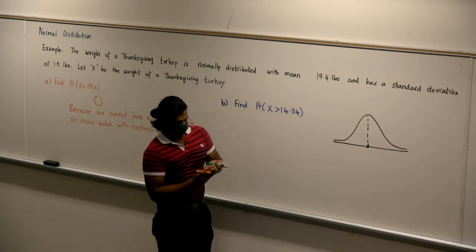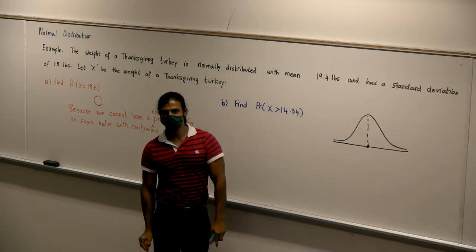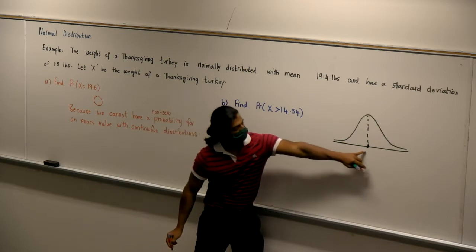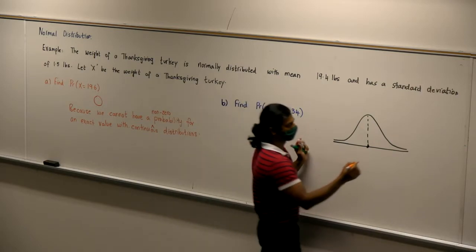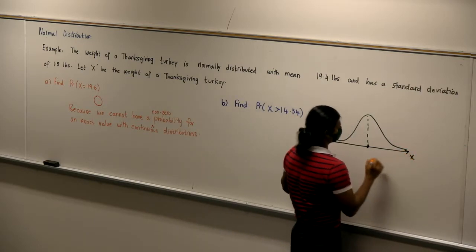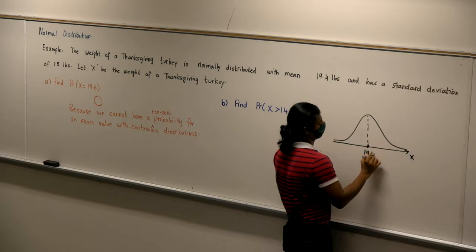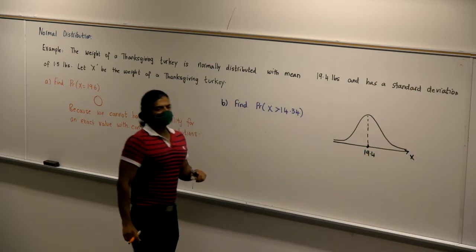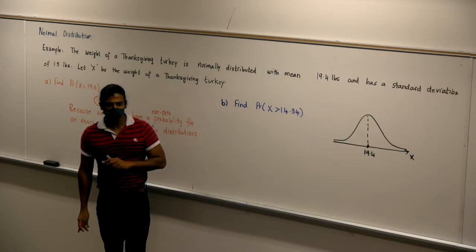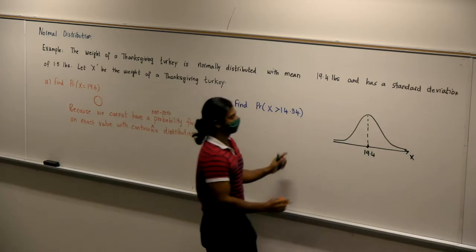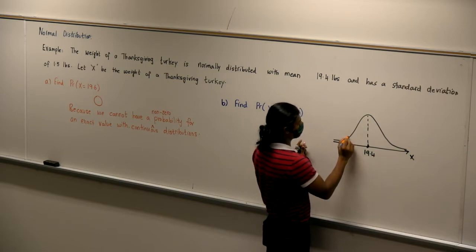What is the mean, or that point in the middle? What is the value of that point? 19.4. 19.4. Where does 14.34 lie? To the left. To the left, okay. Just like Beyonce.